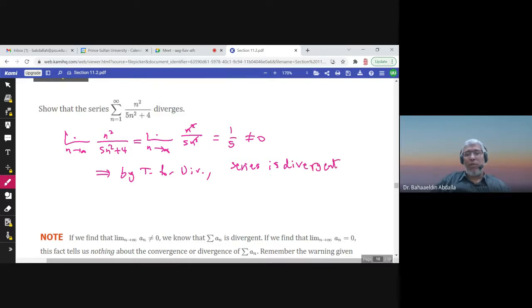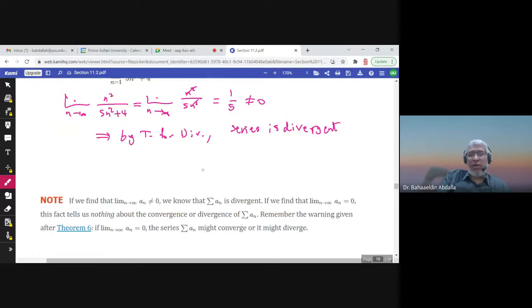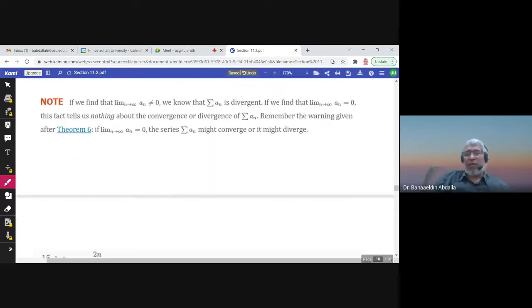So this is the proof of the theorem, the test for divergence. So if we find that the limit of an is not zero, we know immediately that the series is divergent. But if we find that the limit of an is zero, then we have no information about the convergence or divergence. So we will use other tests in the coming sections to determine, if the limit of an is zero, whether the series is convergent or divergent.